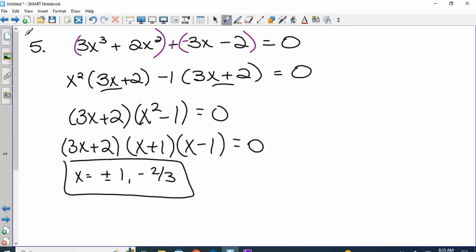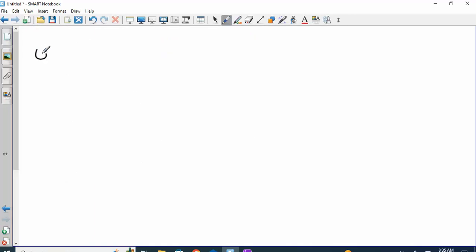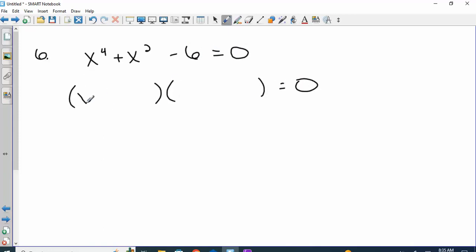You could use the easy method. There we go. So x to the fourth would break into x squared. What multiplies to negative 6 and adds to positive 1?